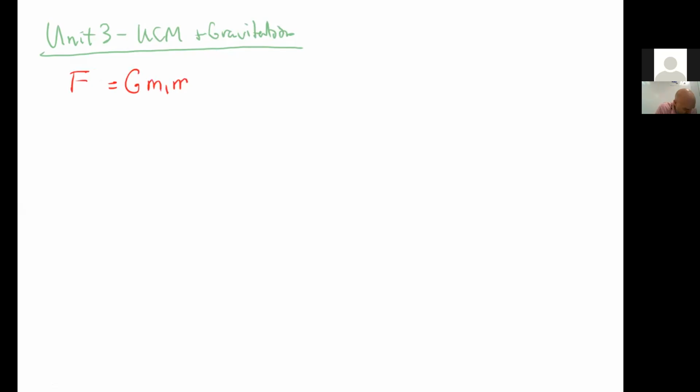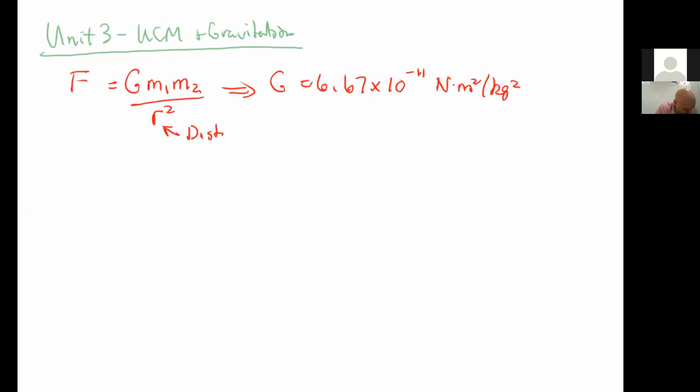All right, unit 3 was our UCM adaptation unit. Right? The main formula is gravitation, G over R squared. Remember, an inverse square law, that the force varies inversely to the square of the distance between them. And so remember, this is not a radius, this is between centers.